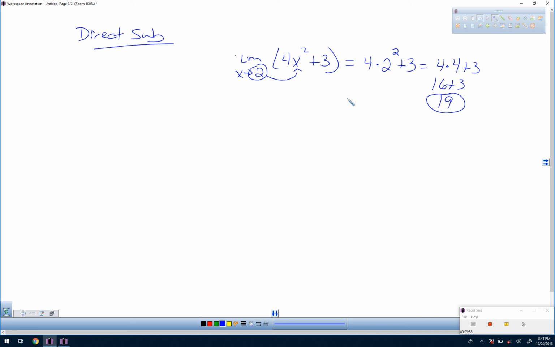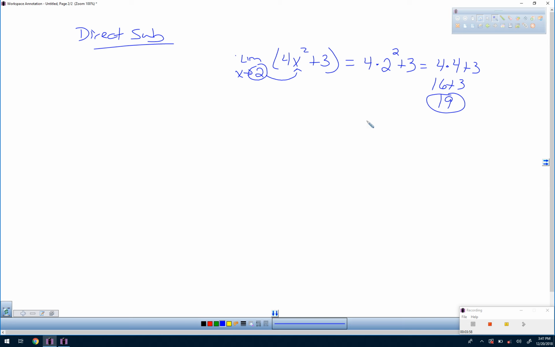So that limit is 19. Probably, well, why did you teach this to us to begin with? Well, direct substitution works, and it's valid for all continuous polynomial and rational functions with non-zero denominators, as well as radical functions that don't have imaginary numbers, and all of our trig functions as well. The key point is, it works whenever you have a continuous function.